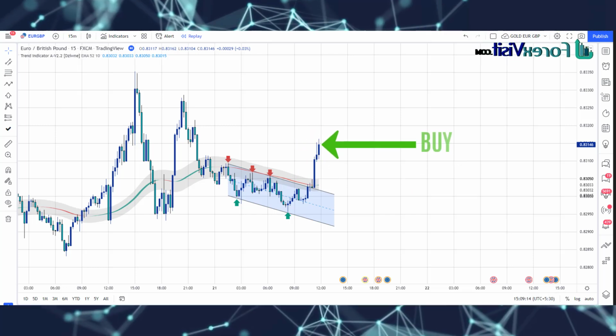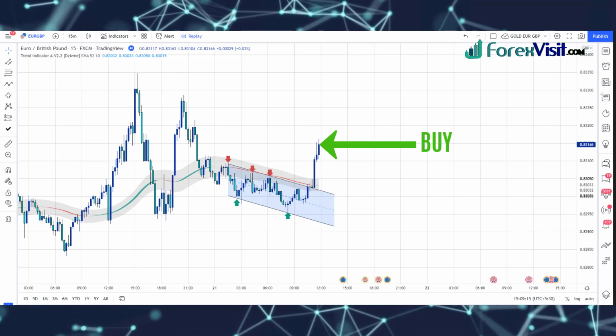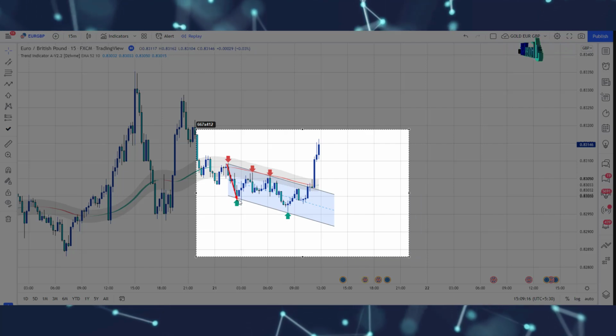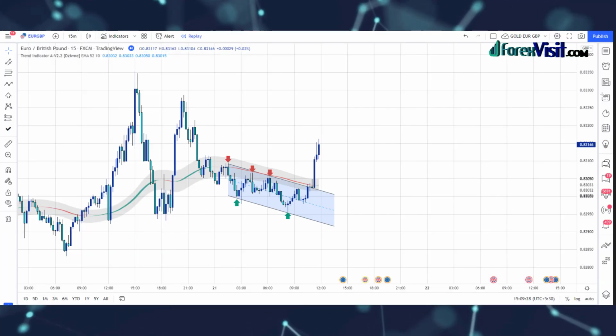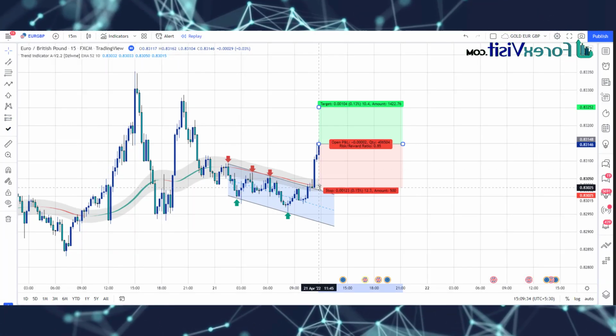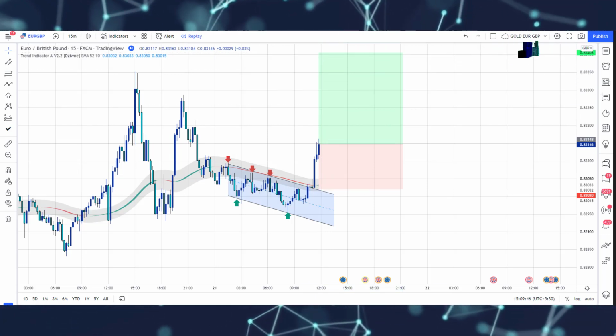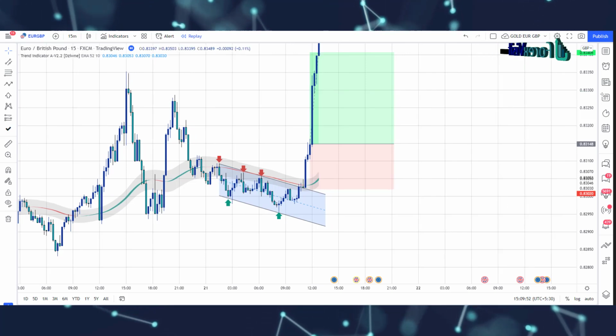So here we place the buy trade and our risk to reward ratio is 1:2. We won this trade.